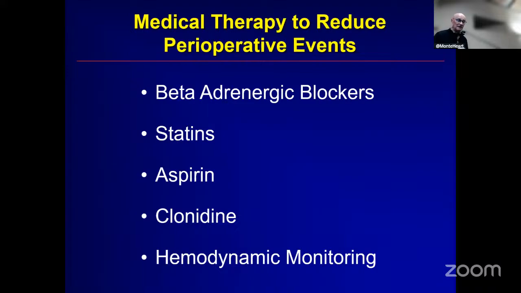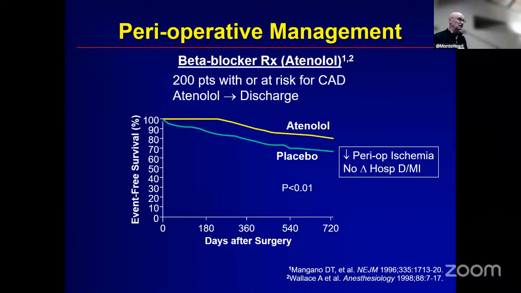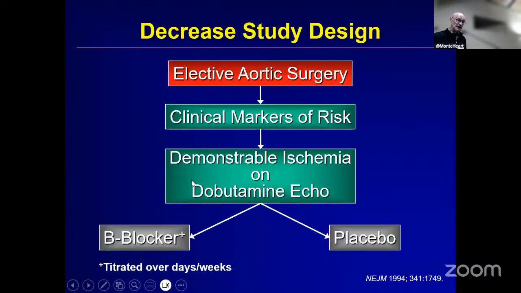So let's talk about medical therapy. We'll go through the journey of beta blockers, statin, aspirin, clonidine, and hemodynamic evaluation. The beta blocker journey began with this paper by Mangano, which was primarily in vets, San Francisco, looking at the potential value of atenolol to lower perioperative event rate. And over the 6 months after surgery, there was a significant decline in perioperative ischemia, and a significant improvement. This led to the DECREASE study and elective aortic surgery.